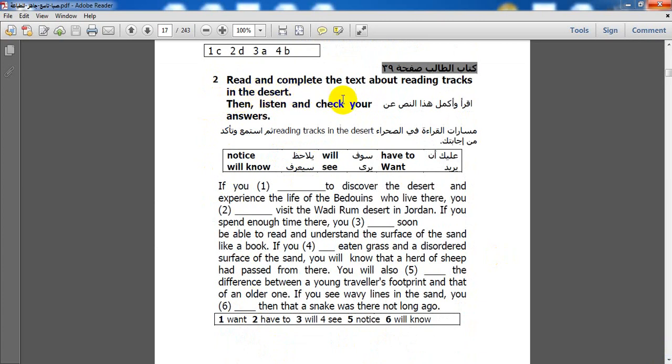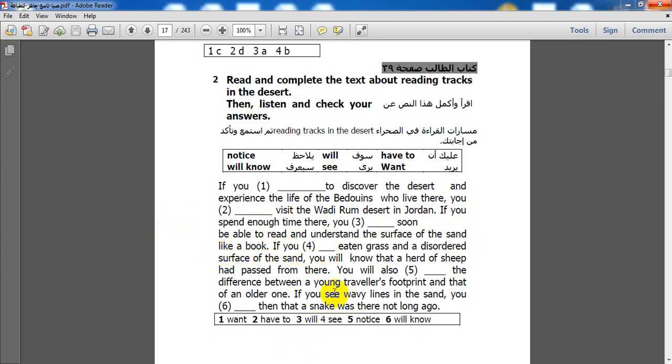2. Read and complete the text about reading tracks in the desert. Then listen to and check your answers. Notice will, have to, will, know, see, want. If you want to discover the desert and experience the life of the Bedouins who live there, you have to visit the Wadi Rum Desert in Jordan. If you spend enough time there, you will soon be able to read and understand the surface and the sand like a book.